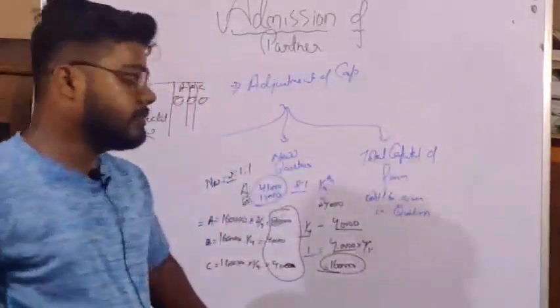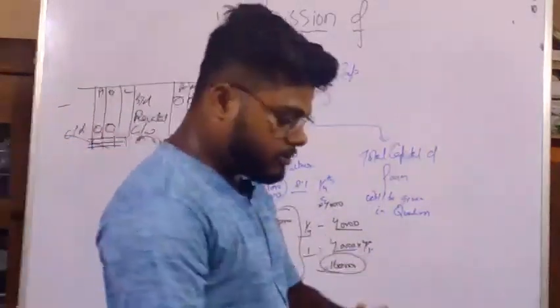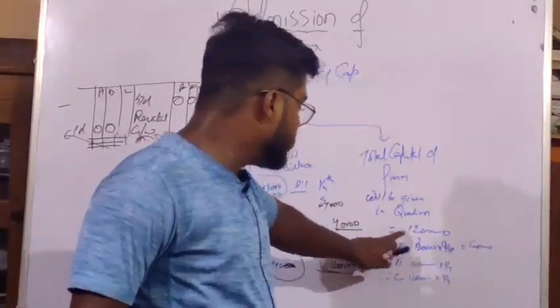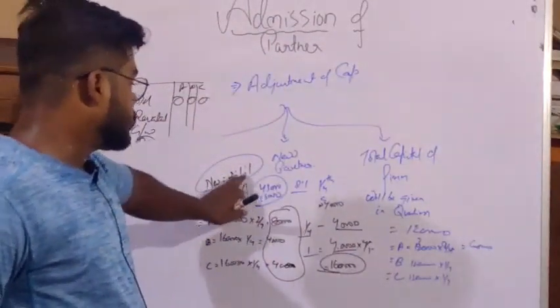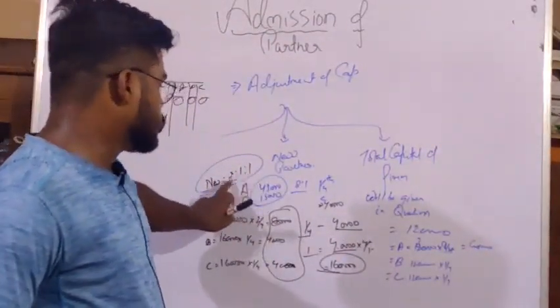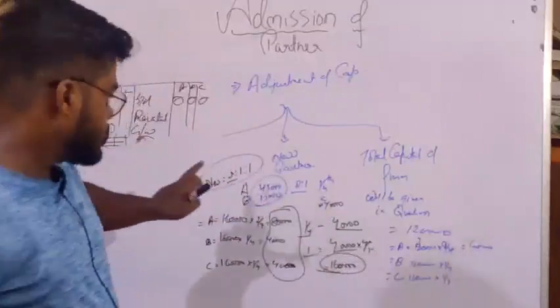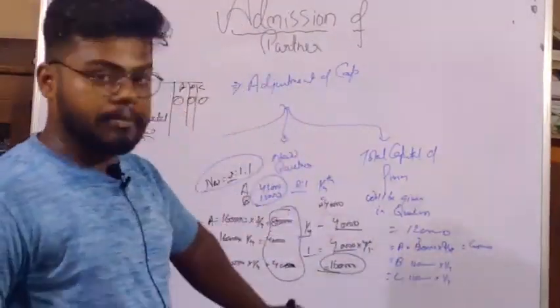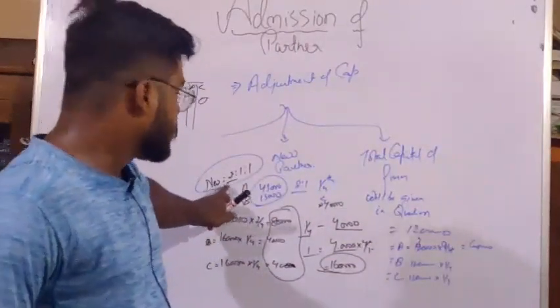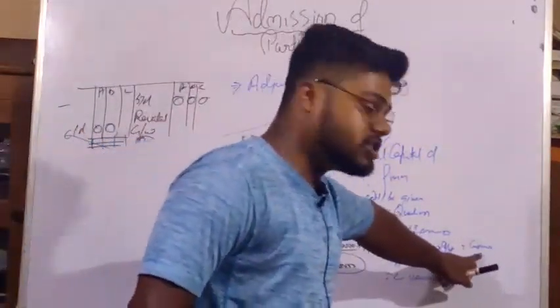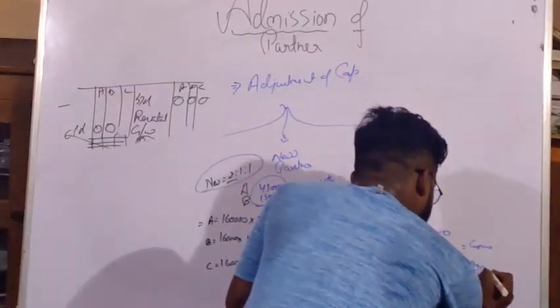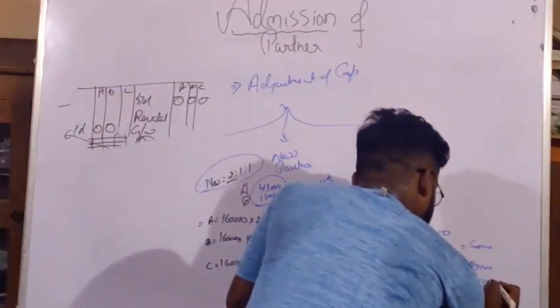The total capital of the firm will be given in the question. Suppose the question says it is 1,20,000. What does 1,20,000 mean? Sir, let's check the new profit sharing ratio. How much is the new profit sharing ratio? 2:1:1. It is given in the question. Right now A, B and C will adjust their capital according to the profit sharing ratio. Now A should bring capital of 60,000, B should bring capital of 30,000, and C should have capital of 30,000.